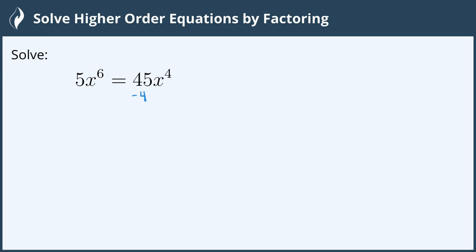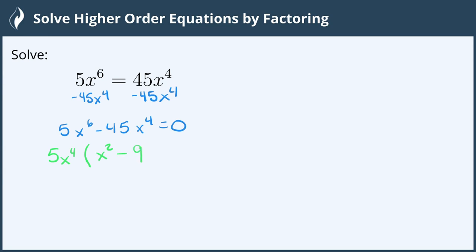To do that, we're going to subtract 45x to the 4th. So we get 5x to the 6th minus 45x to the 4th equals 0. And to continue solving, we can factor out the greatest common factor. They both have a 5 and 4 of these x's in common. And so if we factor that out of both terms, we're left with x squared minus 9, equals 0.